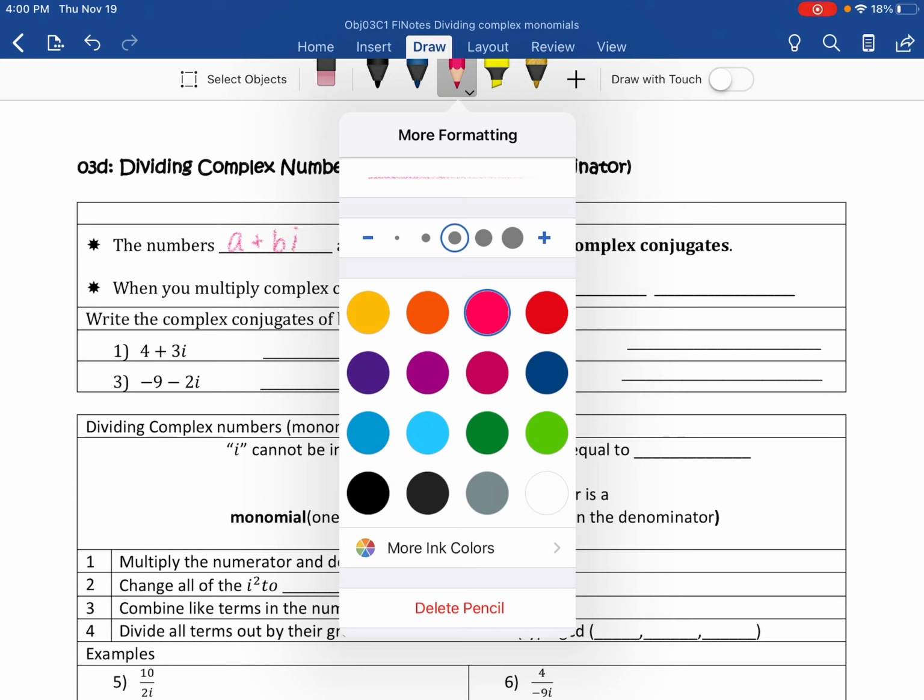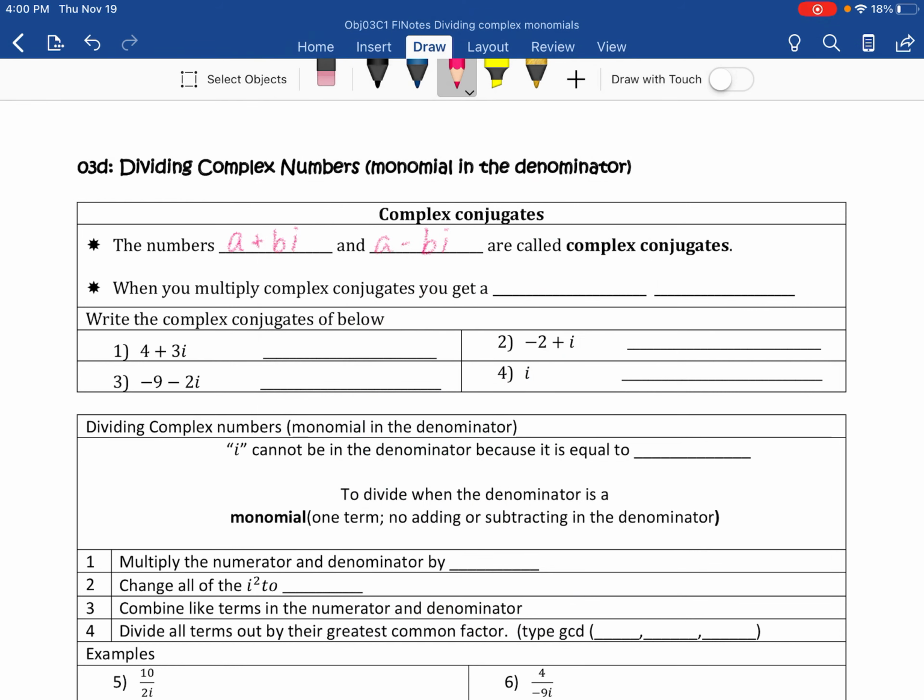The reason why they're complex conjugates is because when you multiply them, you get a real number. Okay, so 4 plus 3i, well, the complex conjugate would be 4 minus 3i. Negative 2 plus i would be negative 2 minus i. So the only thing that changes is the sign in between. Negative 9 minus 2i, negative 9 plus 2i. I have positive i, it's going to be minus i. Because when I multiply these two together, I end up getting negative 1.